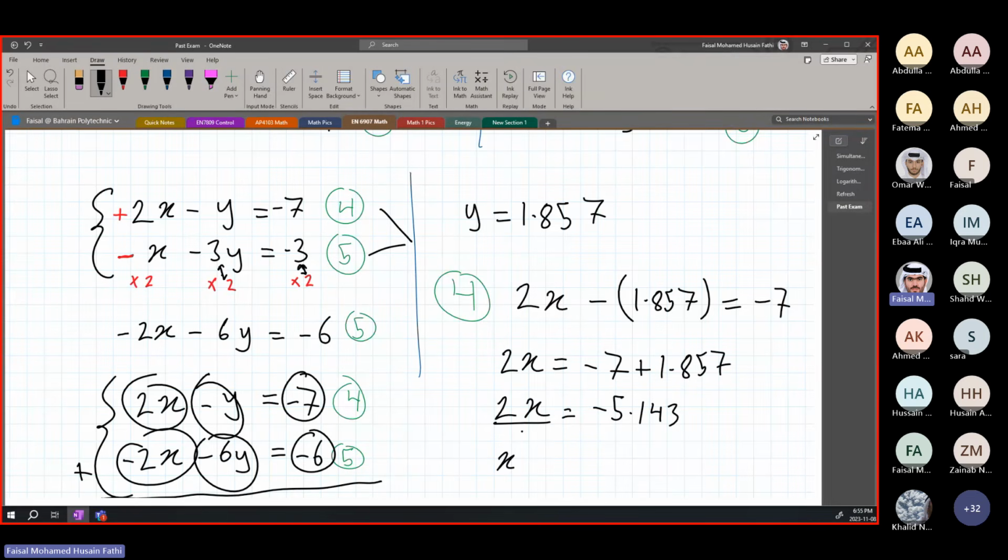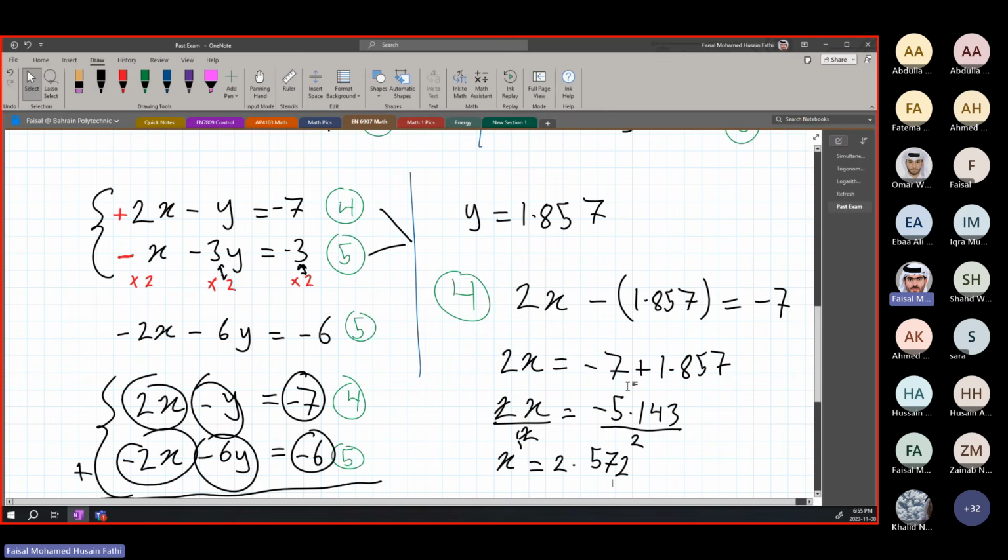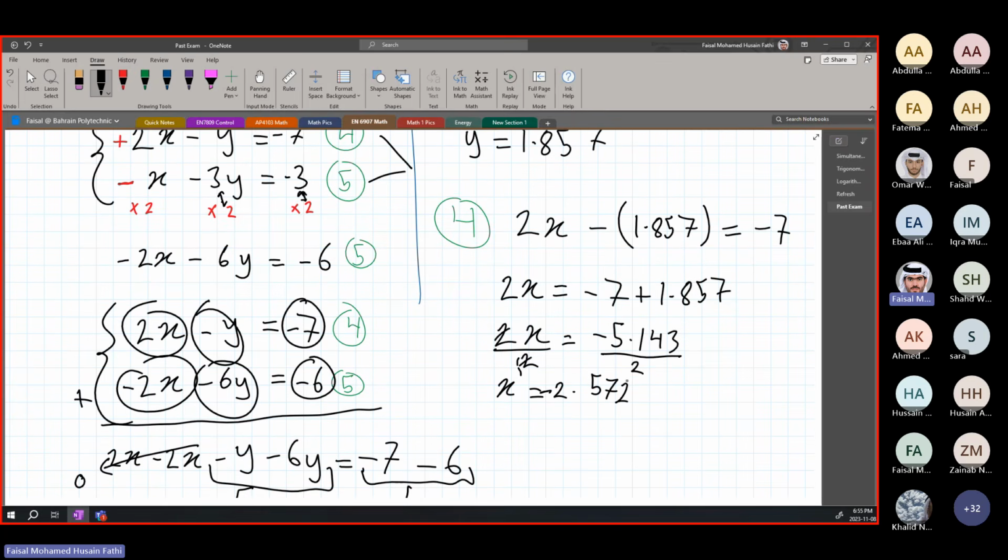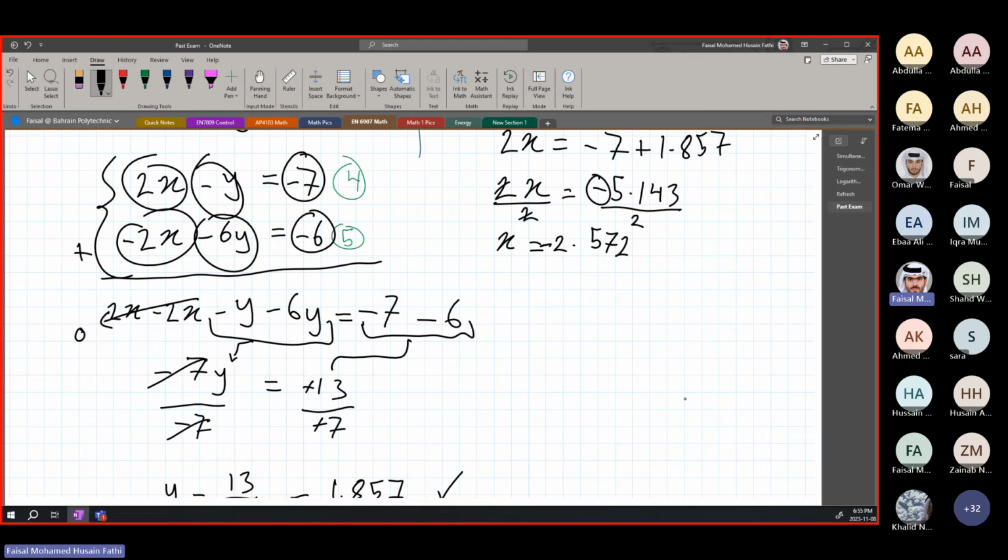X, we divide by 2 on both sides so we cancel the 2's. X is just going to be equal to divide by 2, 2.572. Okay, so we found our X, we found our Y. There is a minus of course, this is a negative number because here it's negative. So negative 2.572. Okay. And we found our X. So yeah, we found our X, we found our Y. We're done now. We found our two variables.